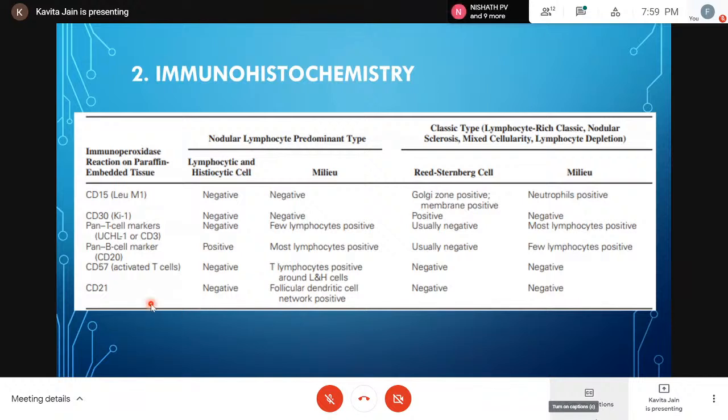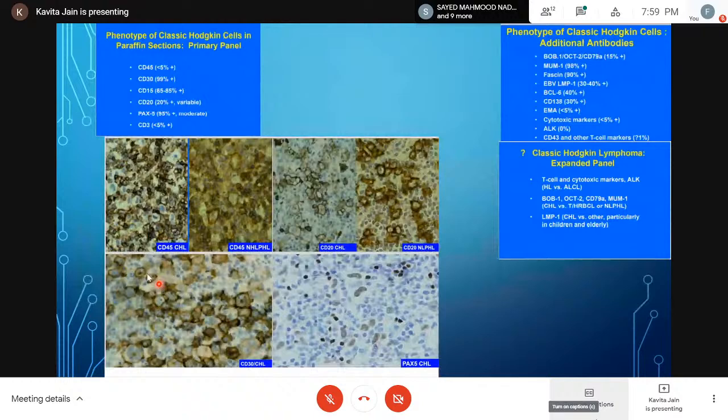And the very characteristic feature of NLPHL would be the activated T cell marker, that is CD57, forming rosettes. The T cells in the milieu would be forming rosettes along the LP cells. However, the CD57 would be negative in the LP cells. But in classical Hodgkin's we won't find any rosette of the activated T cells. So just to show you, sorry, they are very dark.